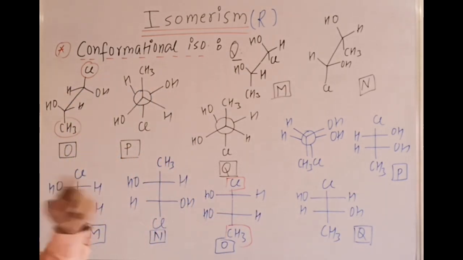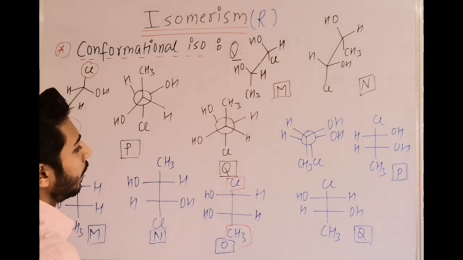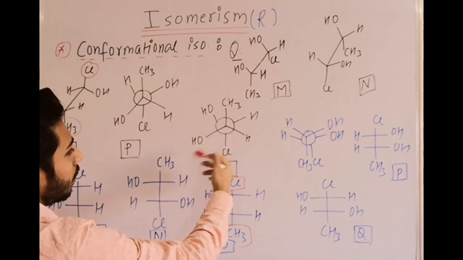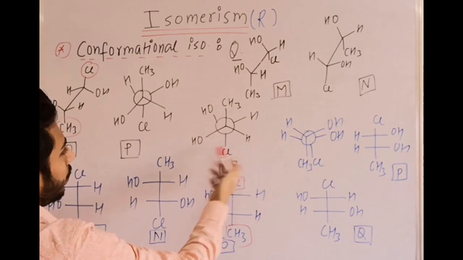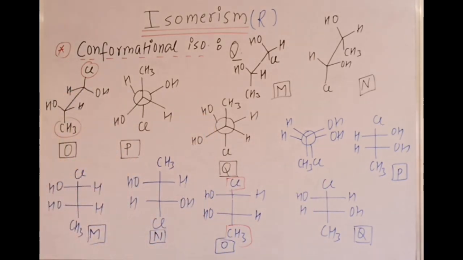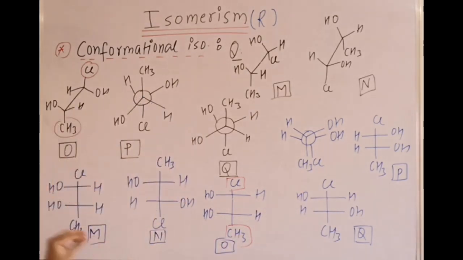Then next, in Q structure, again we rotate exactly by 180 degrees, and CH3, Cl like this, and then H in front of OH, H in front of OH. That means this type of structure is formed, and then you can easily say that both OH groups are opposite. So definitely Q and M are undoubtedly diastereomers, because they are not mirror images of each other.